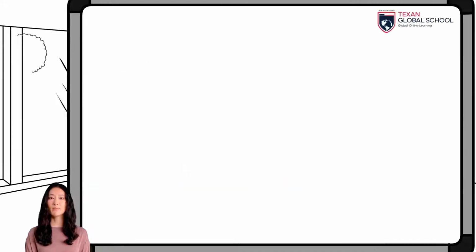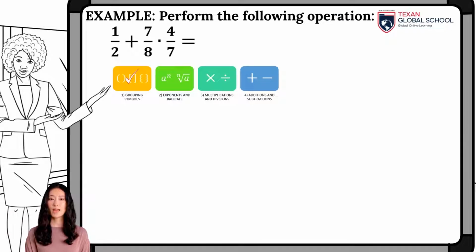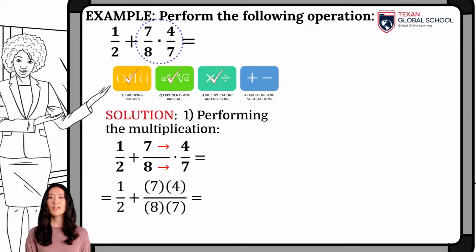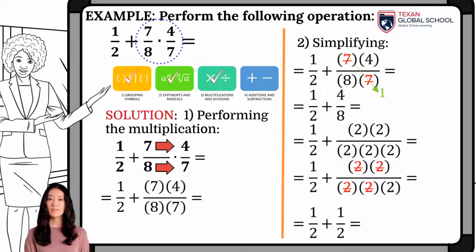In the next example, we have no grouping symbols and no exponents. Hence, we will start multiplying fractions. Remember that the process implies multiplying directly, numerator with numerator, and denominator with denominator. As we can see, we have factors that can be simplified. 7 divided by 7 is 1. So, we cancel that factor.